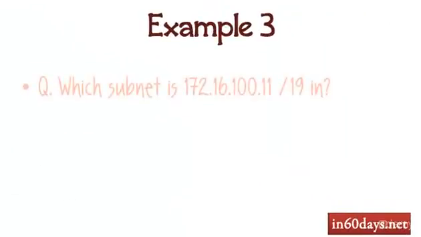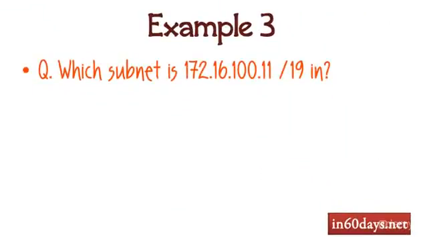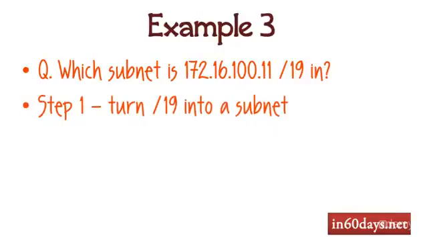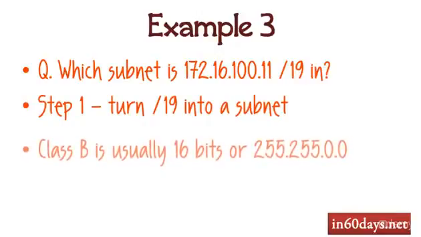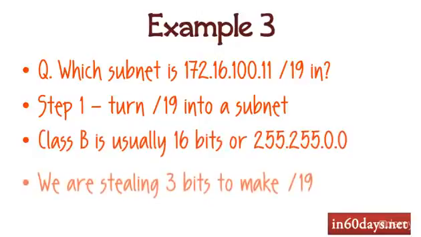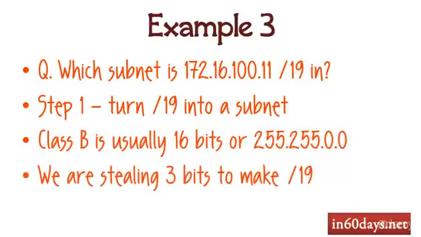All right, another short example. This time it's a Class B address. The rules are exactly the same. Which subnet is 172.16.100.1 in? So actually our host number is 100.1, and we've got a /19 for our subnet. Now normally it's a /16. It's a 255.255 for Class B addresses. So we know we've stolen 3 bits to get from 16 to 19.